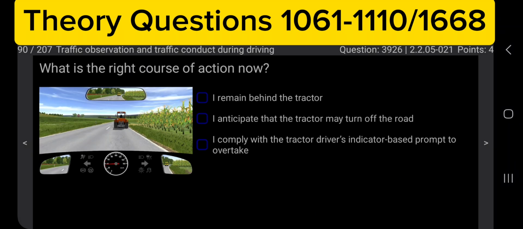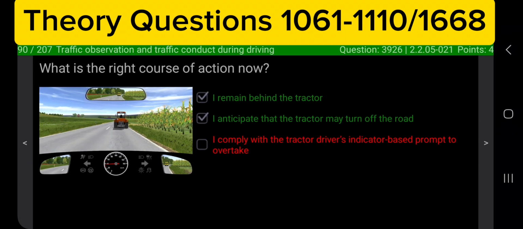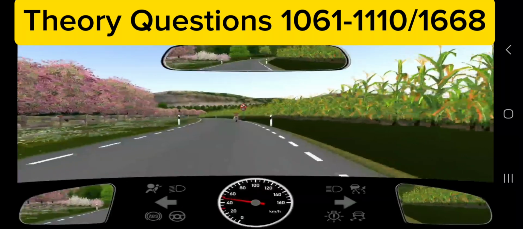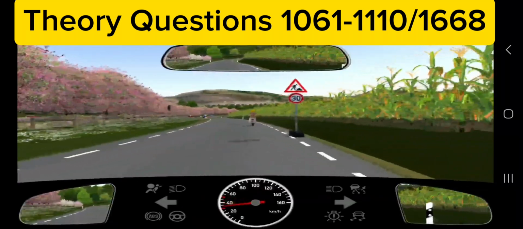I remain behind the tractor. I anticipate that the tractor may turn off the road. I comply with the tractor driver's indicator-based prompt to overtake.